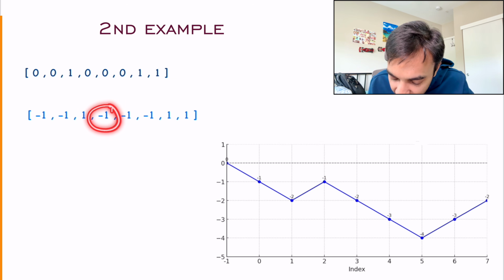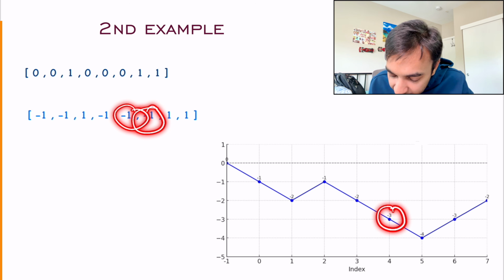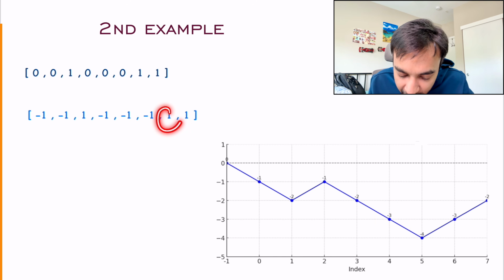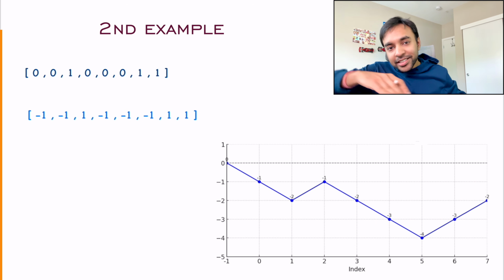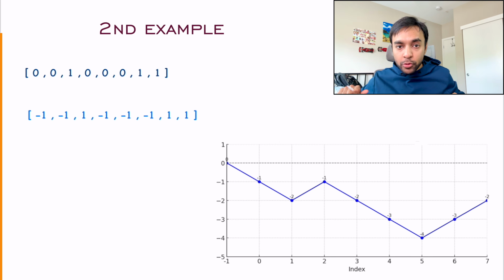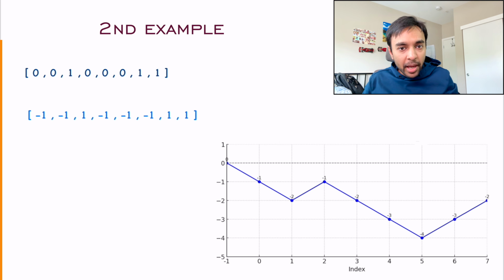If you add a -1 again, I will get -2, then -3, again -1, so -4. After that, you have a 1, so -3. Again, you have a 1, so -2. So this is how all of your values are fluctuating. Now you want to find out when do I get the same cumulative sums in my array.